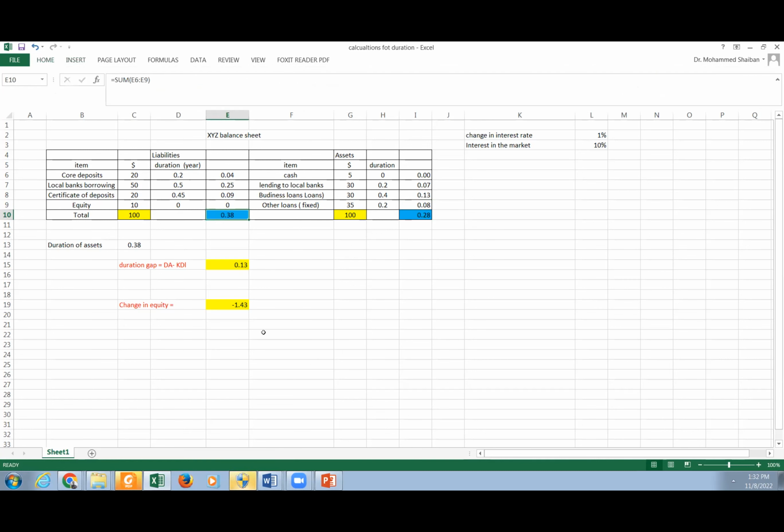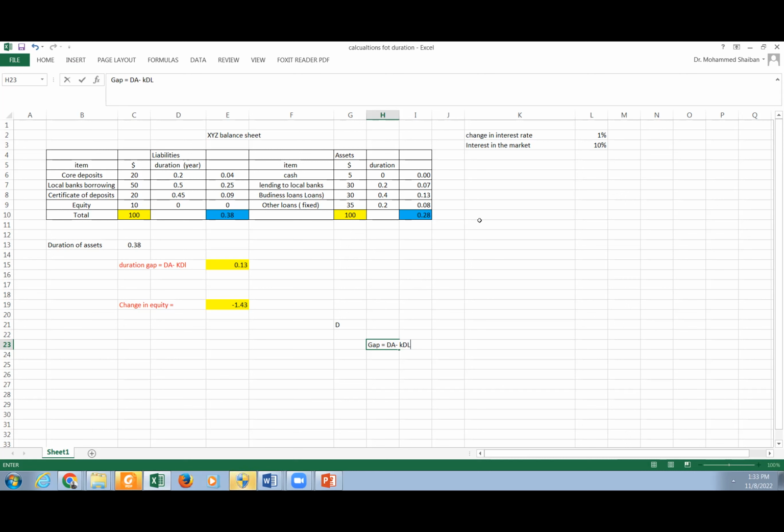If I want to apply the formula which I showed you, the change in equity, first I have to calculate the duration gap. So the duration gap is this minus this, but taking into consideration the leverage, it's not simply this minus this. I have to take the K. The gap is the duration of assets minus K, which is the leverage, times the duration of liabilities.